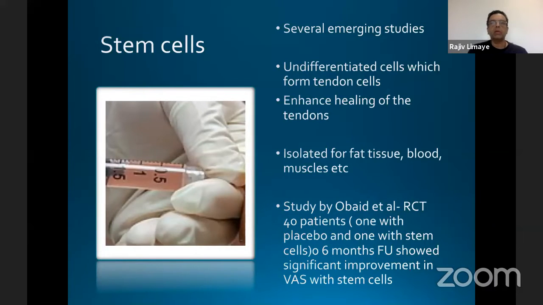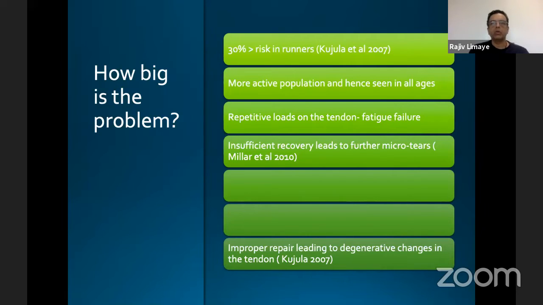Stem cells are emerging. They are undifferentiated cells, which lead to healing of the tendon. They can be isolated from various tissues. And there's a big study by Obed, which is a 40-patient randomized controlled trial, with one group with placebo and one with stem cells, which at 6 months showed significant improvement only using the visual analog score. However, the visual analog score is not really the ultimate diagnostic measure. Hence, we need to do more, such as SF-36.